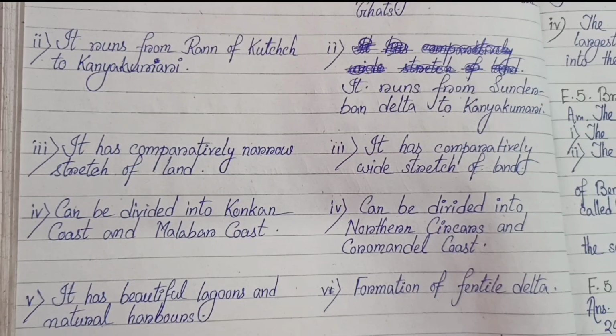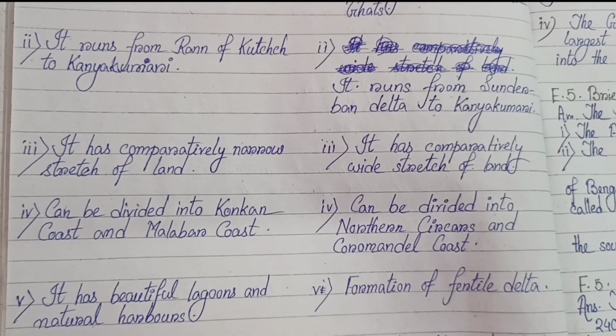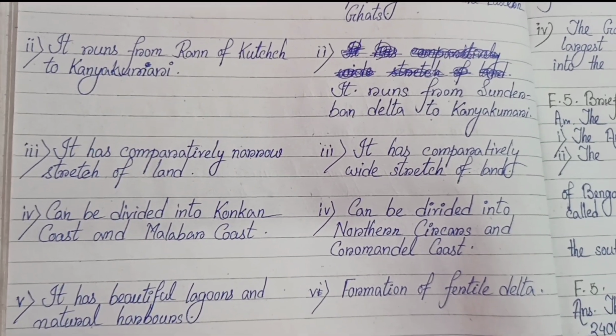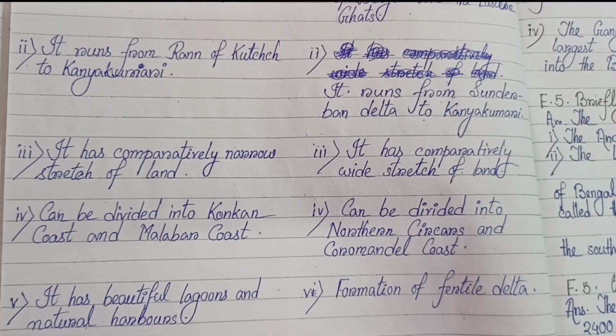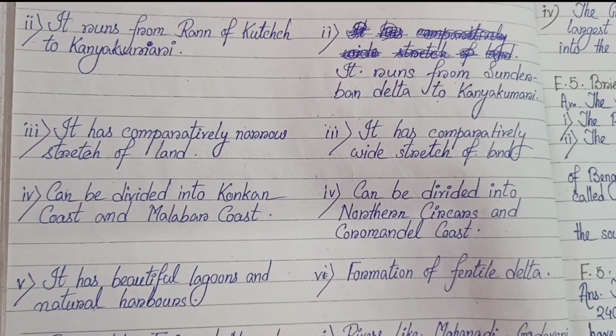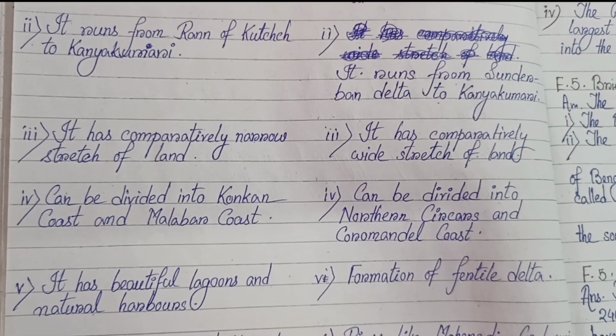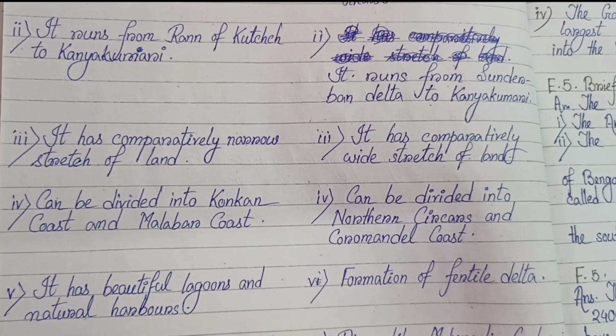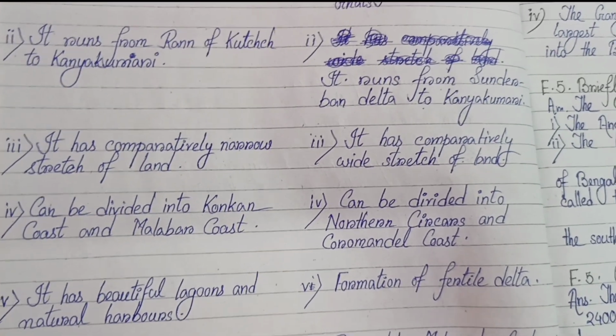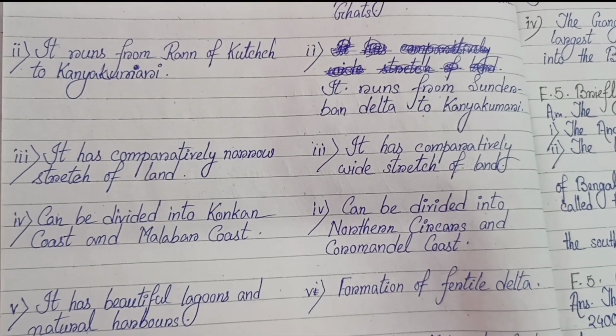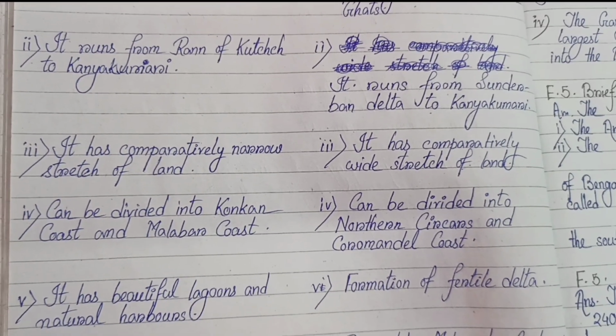Number 3, the western plain has a comparatively narrow stretch of land. Number 3, the eastern plain has a comparatively wide stretch of land. Number 4, the western plain can be divided into the Konkan coast and the Malabar coast. Number 4, the eastern plain can be divided into the Northern Circars and the Coromandel coast.